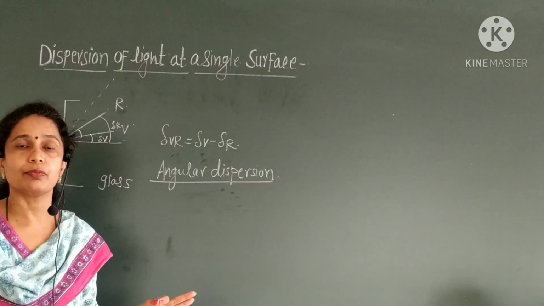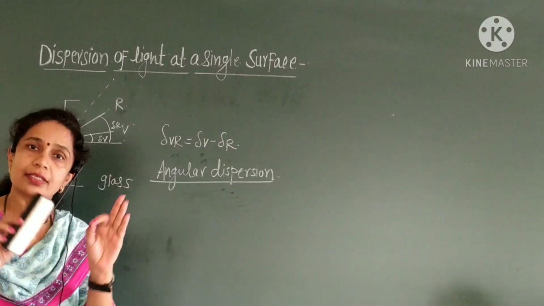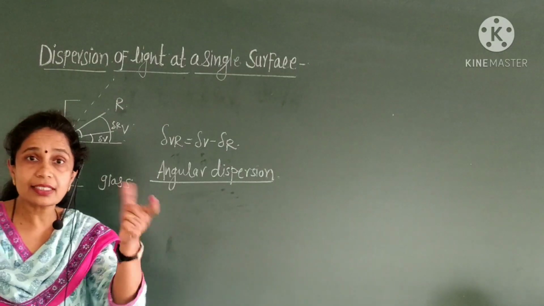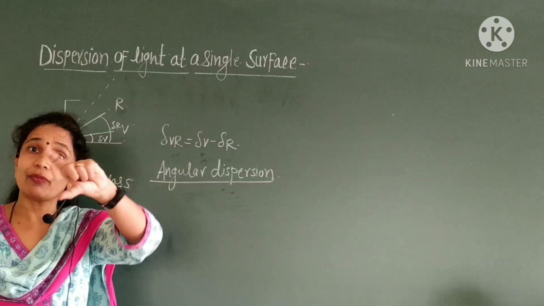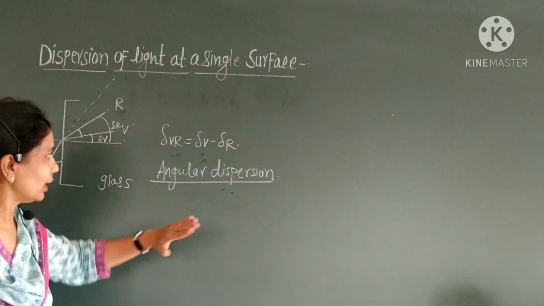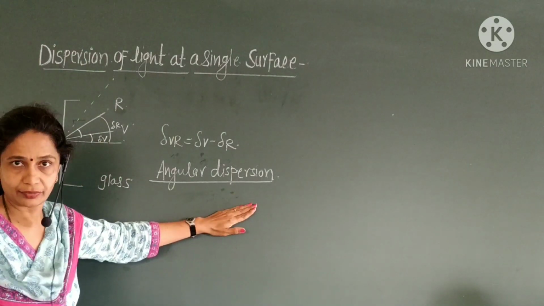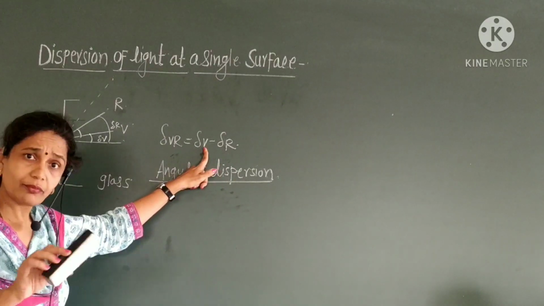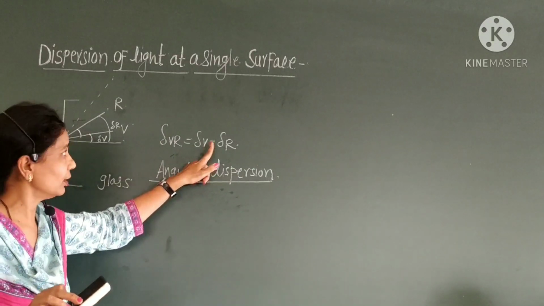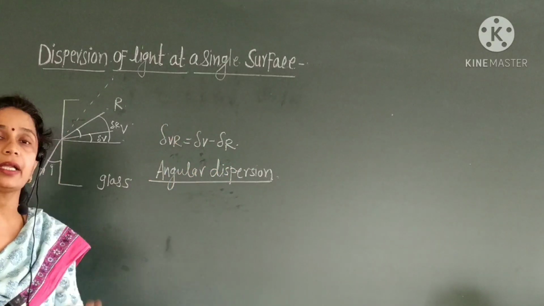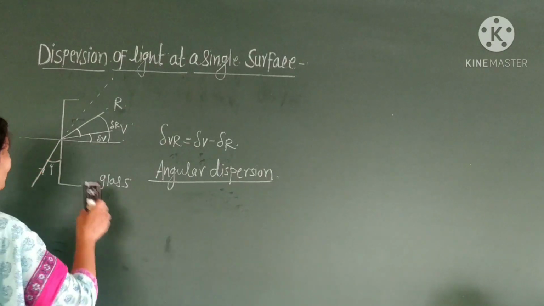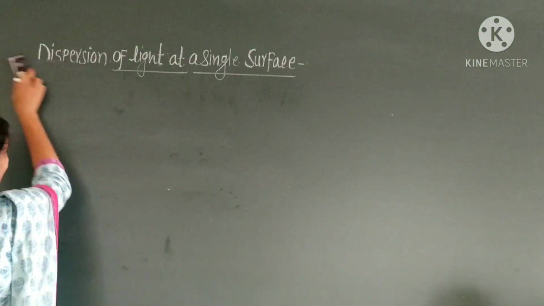And dispersion means it is the separation of light into its constituent colors. But this separation is in the form of an angle and therefore it is called angular dispersion. Okay, is it clear? Where δV is nothing but the angle of deviation for violet color and δR is nothing but the angle of deviation for red color. Okay, now the next point is lateral dispersion. We have to see the lateral dispersion.